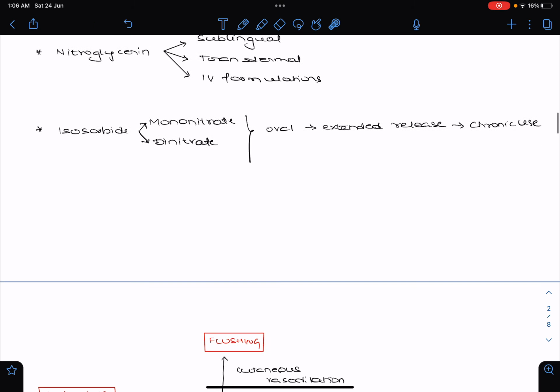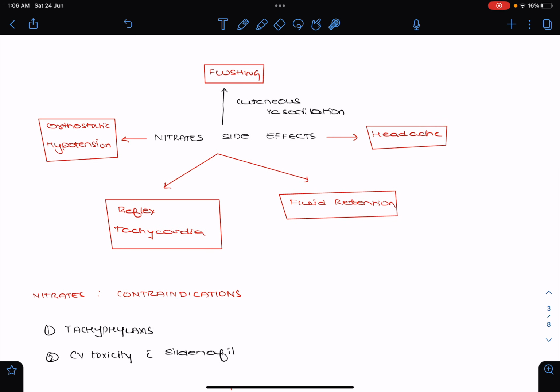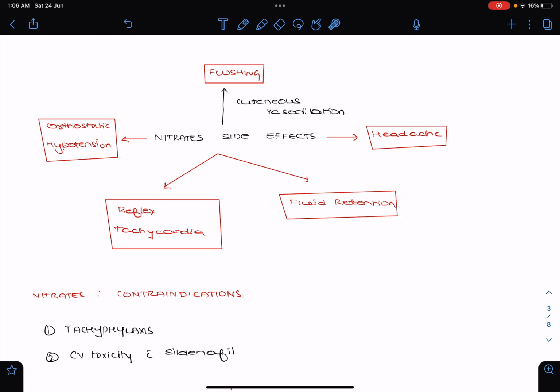angina. So what are the side effects you can encounter when you give nitrates? Since nitrates cause cutaneous vasodilation, they can cause flushing. They can cause cerebral vasodilation leading to headache. Since they cause vasodilation of the blood vessels, they can cause orthostatic hypotension due to the fall in the blood pressure. Due to the fall in the blood pressure, they can cause reflex tachycardia, and can also lead to fluid retention. Apart from this, a very important side effect that the patient encounters with the first dose is orthostatic hypotension as well as flushing.